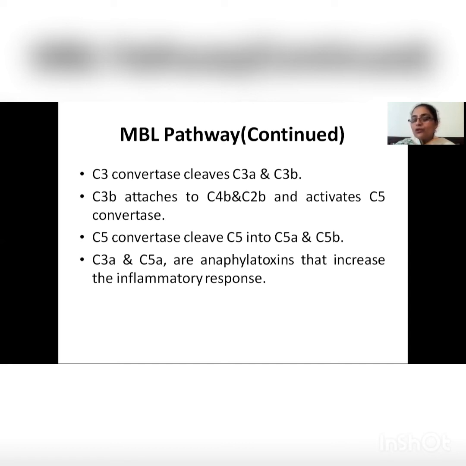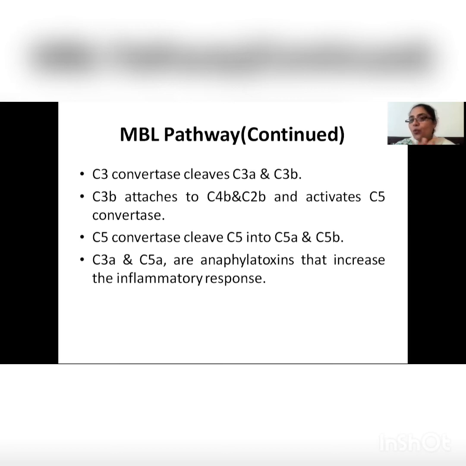Later on, it came to be known that C4 and C2 have a role together, and these C4 and C2 also have B fragments. These are the larger fragments. The smaller fragments too have a role, that is C4A, C2A, even C3A and C5A, all of them have a role. Basically C3A and C5A are the anaphylotoxins.